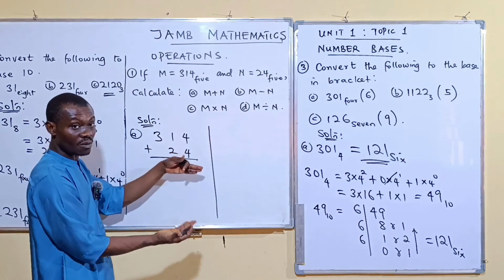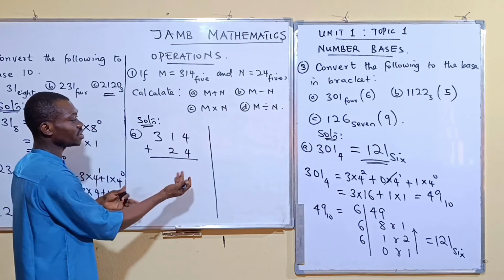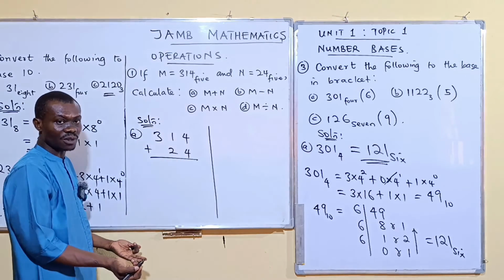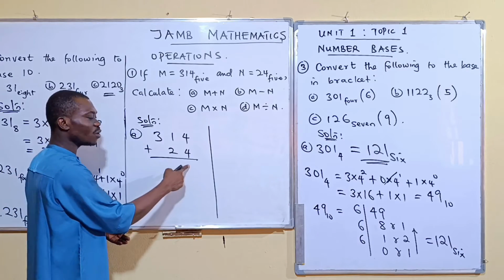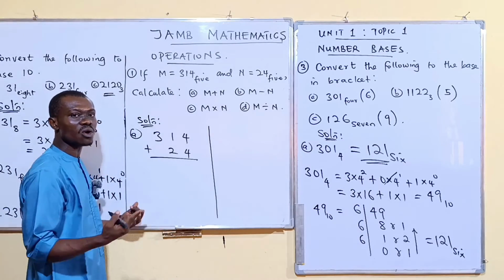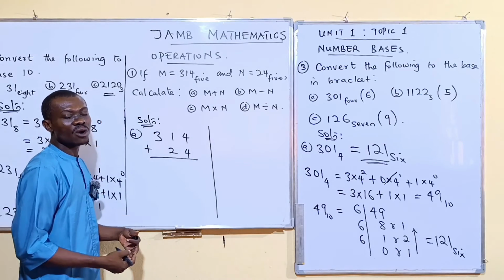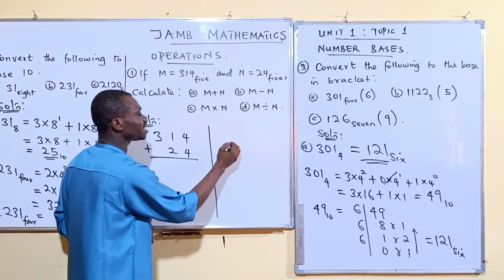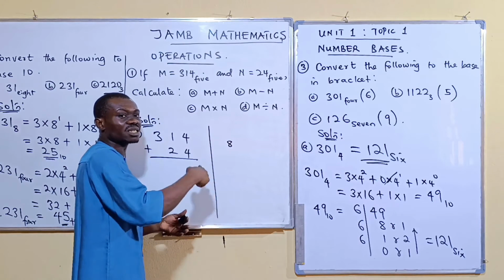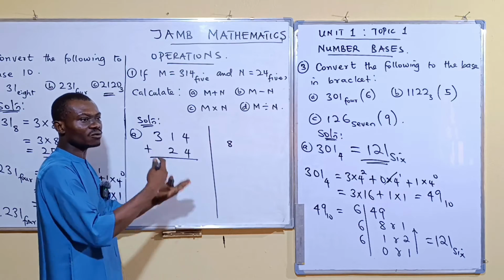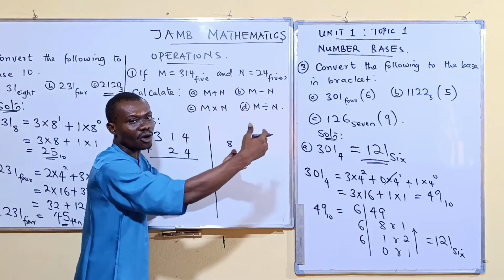You add the normal way you add in base 10. For instance, 4 plus 4 is 8. That's the same thing we do in base 10. But you are not going to record 8 here. You know why? Because 8 is bigger than 5 and you are in base 5. Remember I told you that a digit cannot be bigger than the base. You can only find 0, 1, 2, 3, 4 in base 5.